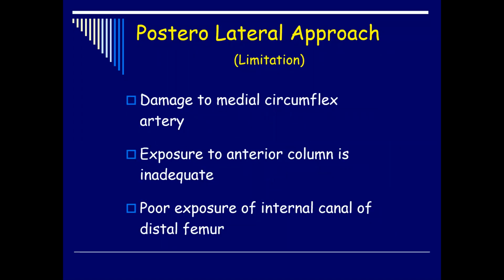Here again, the medial circumflex artery, which I told you is easy to ligate, is nothing to worry about. Exposure of the anterior column is not possible with this approach. Poor canal exposure. If you do a trochanteric osteotomy, the canal is in the front. There is a chance of varus placement with the posterior approach if you don't open the canal laterally or don't use proper instrumentation. Poor exposure of the internal canal of the distal femur.